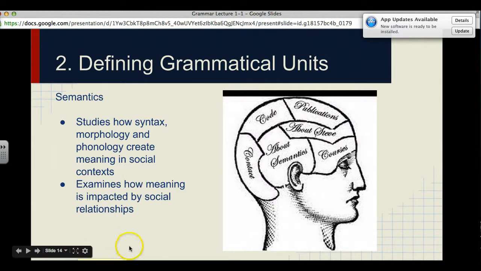Now the last thing that we're going to talk about, and again this is probably the most confusing but also in a lot of ways the most interesting, is semantics. Semantics studies how all of the other grammatical units, we've talked about phonemes, we've talked about morphemes, we've talked about syntax, how all of those other things come together in social contexts for us to create meaning as speakers or writers of this language. So there's a lot of variation, a lot of different ways that things can be interpreted based on how we say or write them. And we'll get into some examples of that here in just a second.